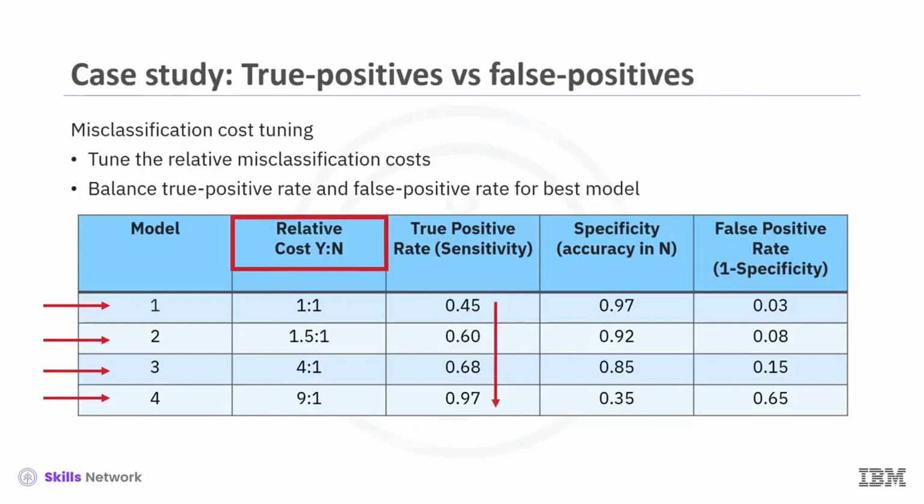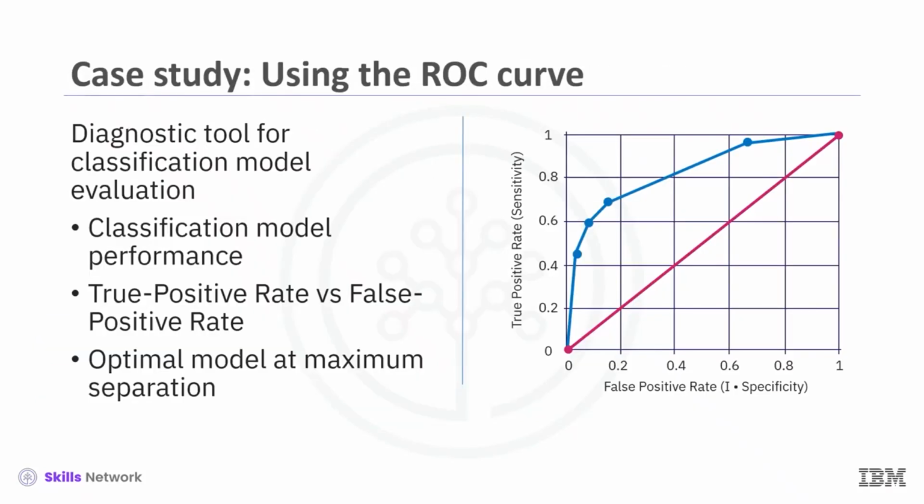So, how do we determine which model was optimal? As you can see on this slide, the optimal model is the one giving the maximum separation between the blue ROC curve relative to the red baseline. We can see that Model 3, with a relative misclassification cost of 4:1, is the best of the 4 models.